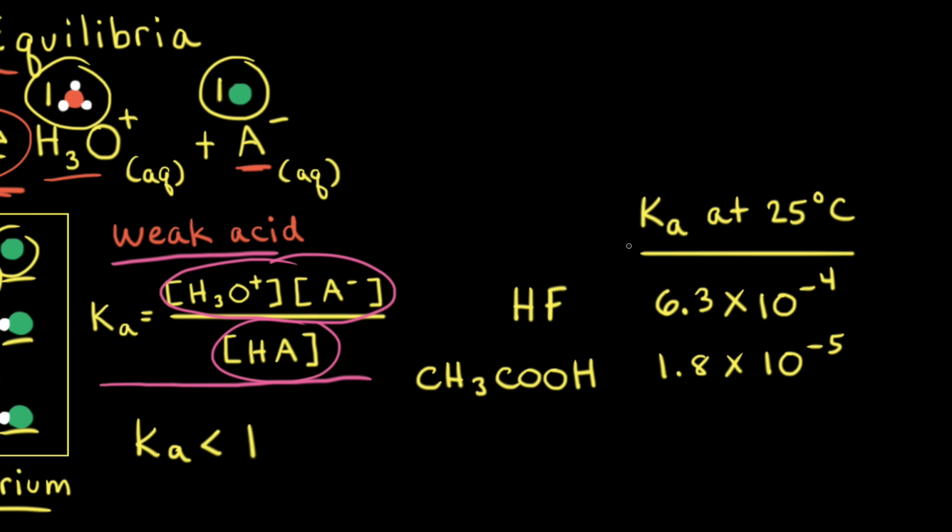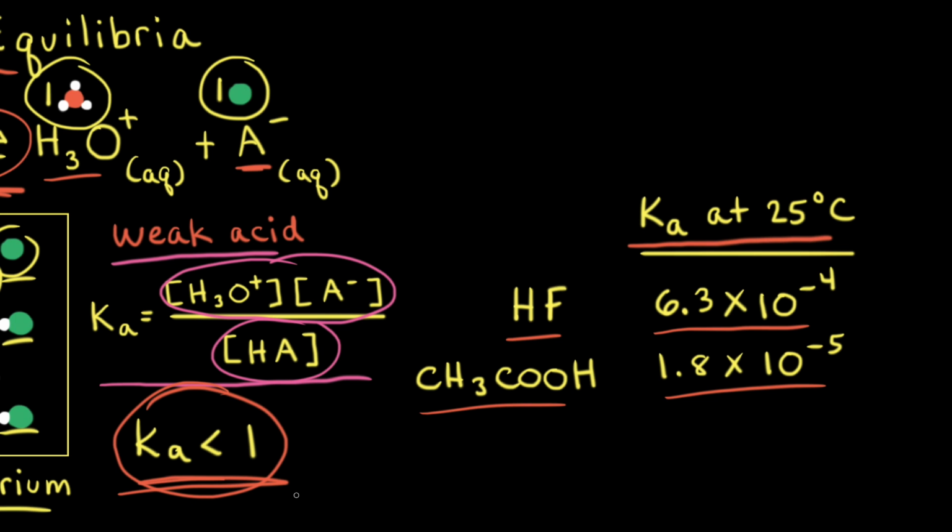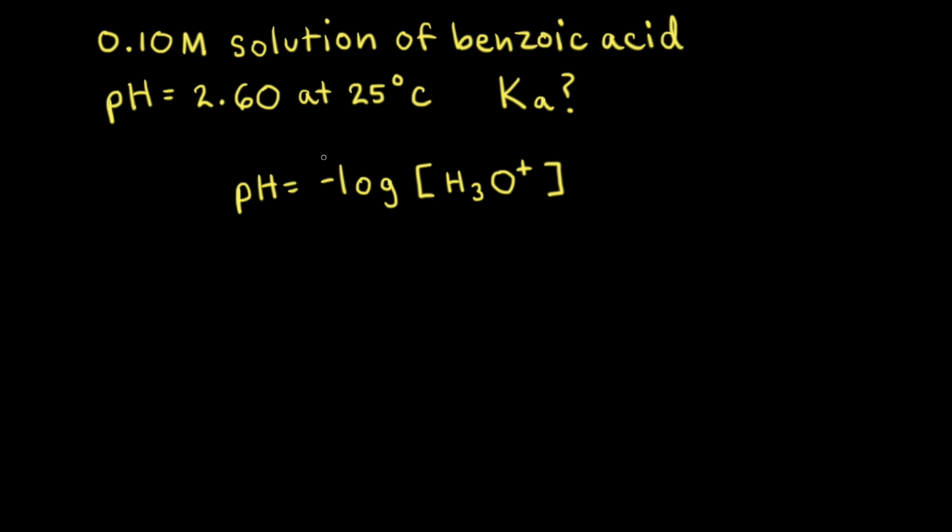Let's look at some Ka values for some weak acids at 25 degrees Celsius. Hydrofluoric acid has a Ka value of 6.3 times 10 to the negative 4th, and acetic acid has a Ka value of 1.8 times 10 to the negative 5th. Since both of these have Ka values less than 1, they're both considered to be weak acids. However, the higher the Ka value, the stronger the acid. So out of these 2 weak acids, since hydrofluoric acid has the higher Ka value, hydrofluoric acid is the stronger acid of the 2. Now let's do a calculation using a weak acid.